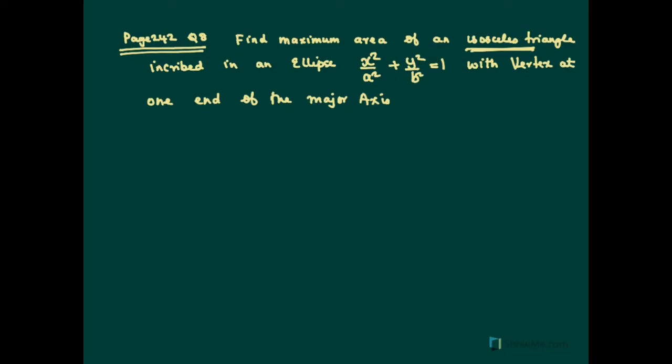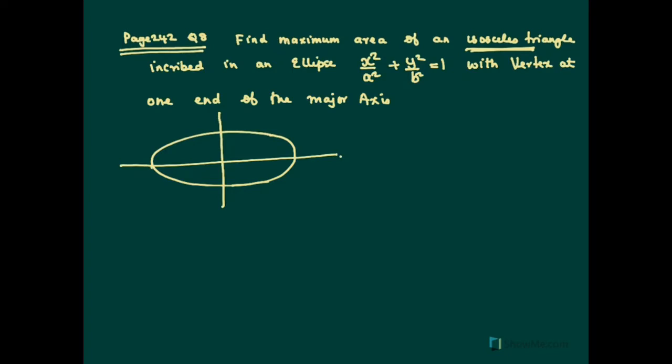So let's do one thing. Let us draw an ellipse x square by a square plus y square by b square equal to 1. In this ellipse, let us draw the isosceles triangle. Now in this isosceles triangle, take one vertex at the end of the major axis, that is A, which is minus a comma 0. So this is one vertex of the triangle, the others are B and C. So this is the triangle in question.